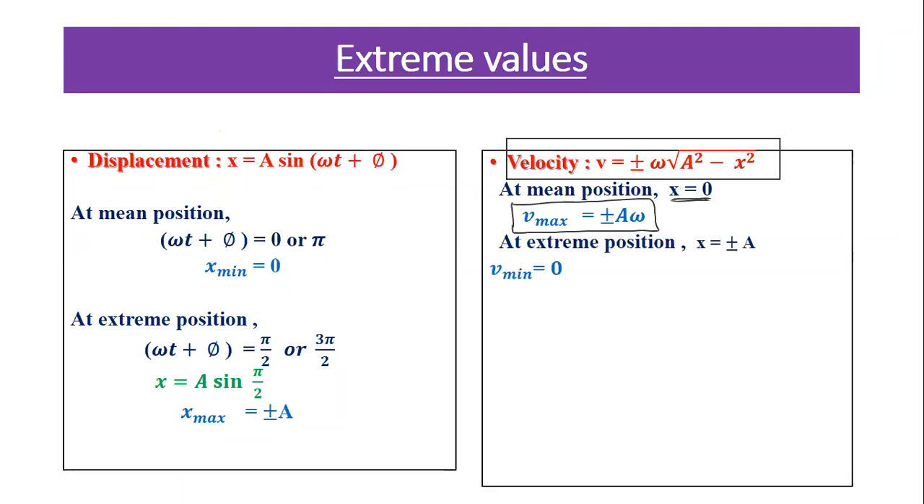At extreme, x is equal to plus minus a. If we substitute x is equal to a, then v is equal to 0. So we get velocity is equal to 0 at extreme position, and it is the minimum velocity. Now the last one is the acceleration.